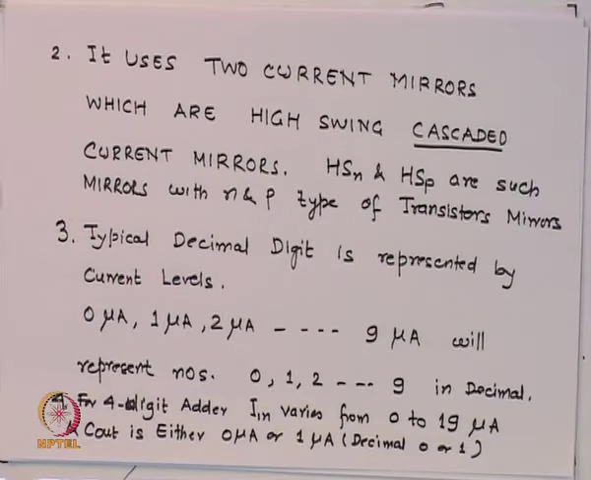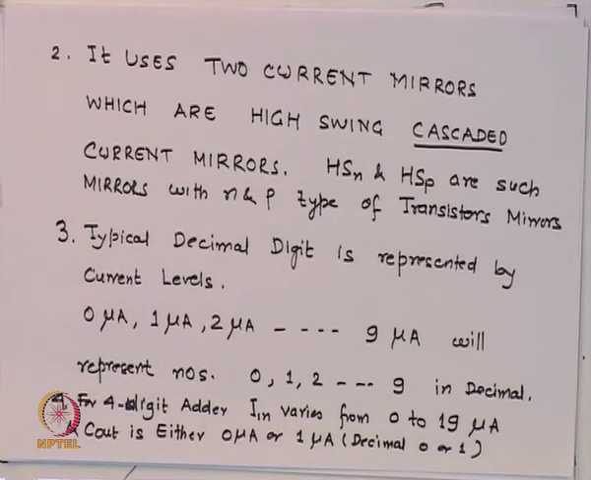Why are we looking for higher output resistance? Because for a good current source, the resistance of a current source should preferably be infinite. Super MOS allows you to do as good a current sourcing or sinking as possible. It uses 2 other current mirrors, which are called cascaded current mirrors, which are called high swing, full swing, larger current swings, and they are named HSN and HSP for N and P channels.